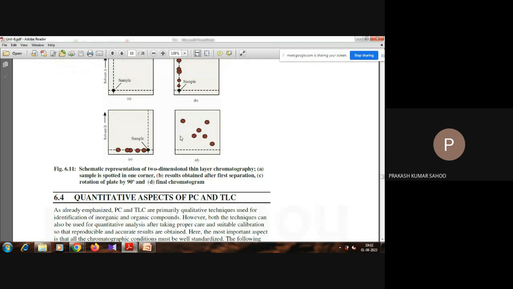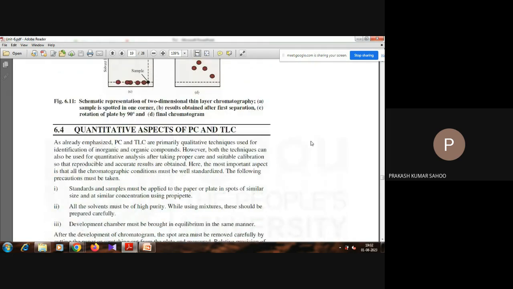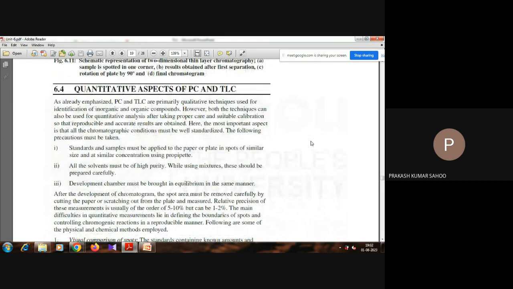This is the final chromatogram after the separation in horizontal and vertical direction. Now the quantitative aspects of paper chromatography and thin layer chromatography. Both techniques are used for identification of inorganic or organic components. However, both techniques can be used for quantitative analysis after taking proper care and suitable calibration.